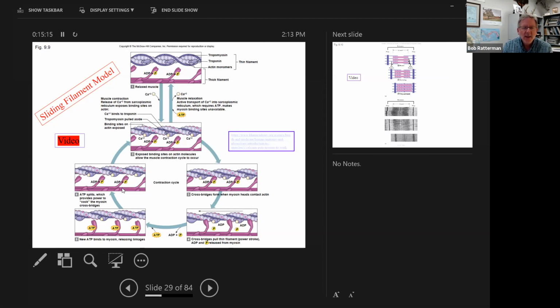And myosin and its heads, these paddle-like structures called the head portions of the myosin protein, they can come up and grab onto the actin. And they've done that right here because the binding sites are available.